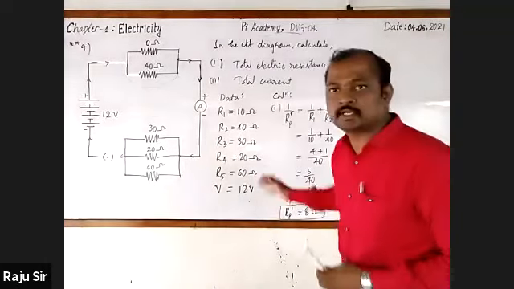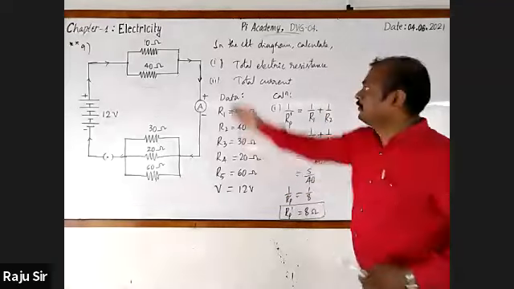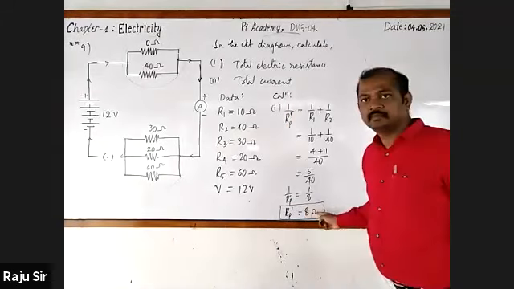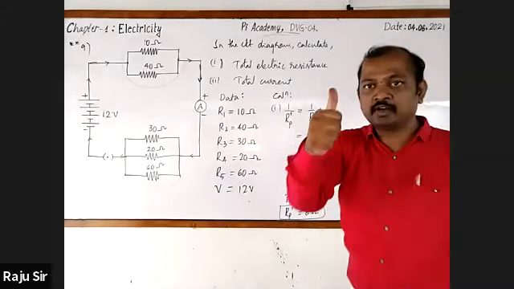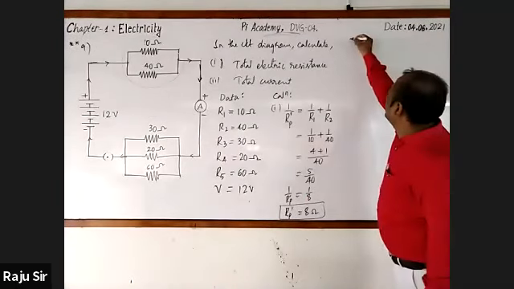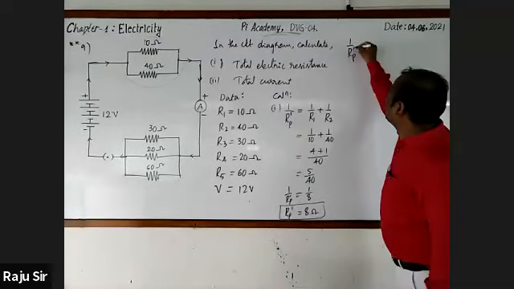It is the resistance offered by R1 and R2, two resistors. Have you got the same? Good. Next, 1 by RP double dash.